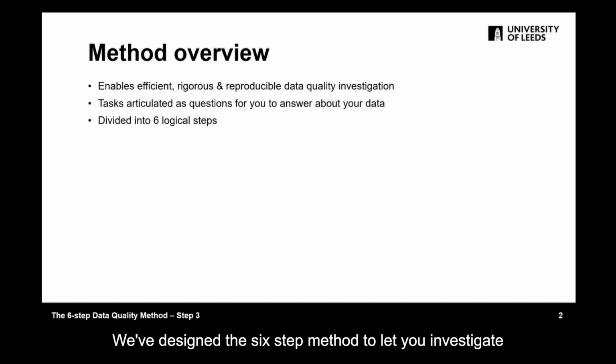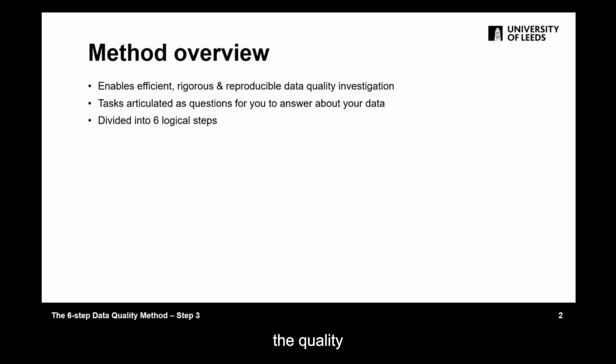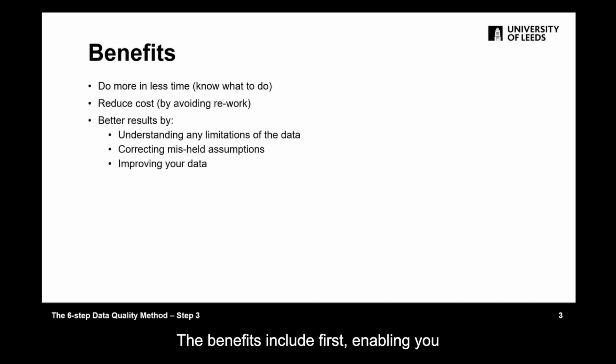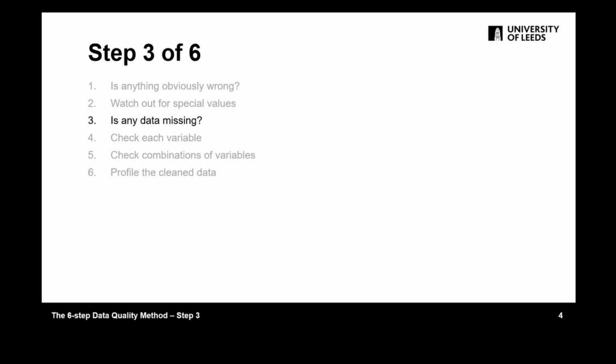We've designed the 6-step method to let you investigate the quality of your data efficiently, rigorously, and reproducibly. The benefits include, first, enabling you to do more in less time because the method tells you what to do. Second, reducing costs because we have grouped data quality checks into a carefully thought out order. Third, letting you get better results because by following our method you will understand the limitations of your data, correct misheld assumptions, and be able to clean your data as you progress through the 6 steps.